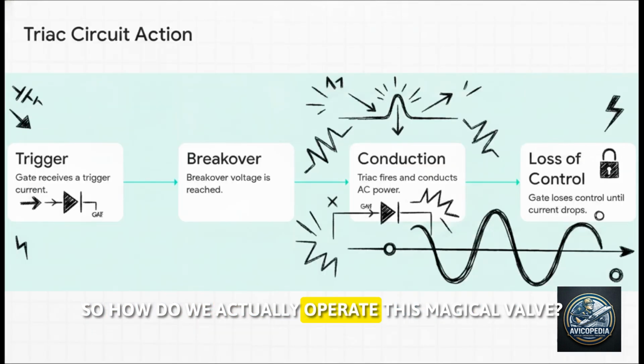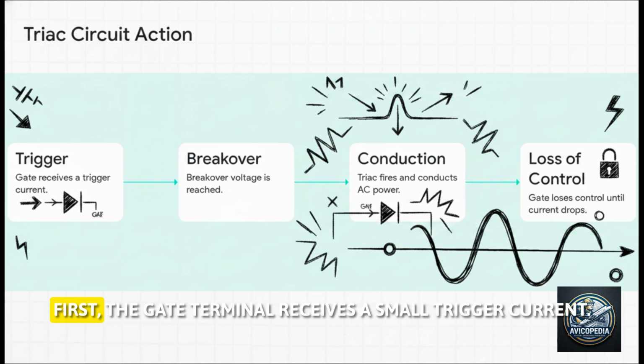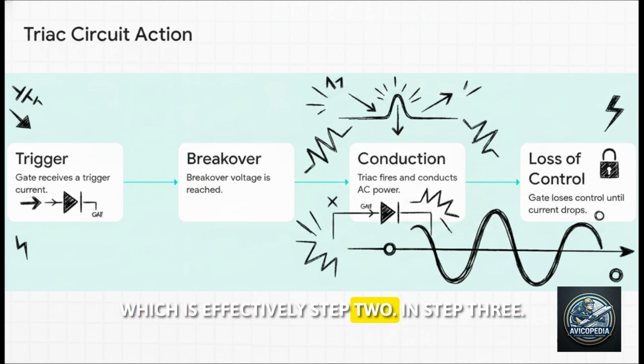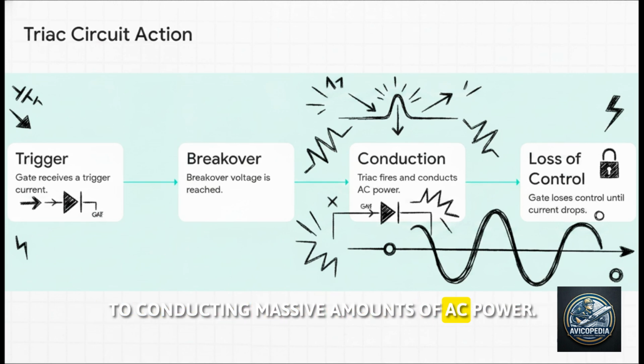So how do we actually operate this magical valve? The circuit action happens in 4 precise steps. First, the gate terminal receives a small trigger current. This lowers the breakover voltage, which is effectively step 2. In step 3, the TRIAC fires, rapidly switching from an open circuit to conducting massive amounts of AC power.